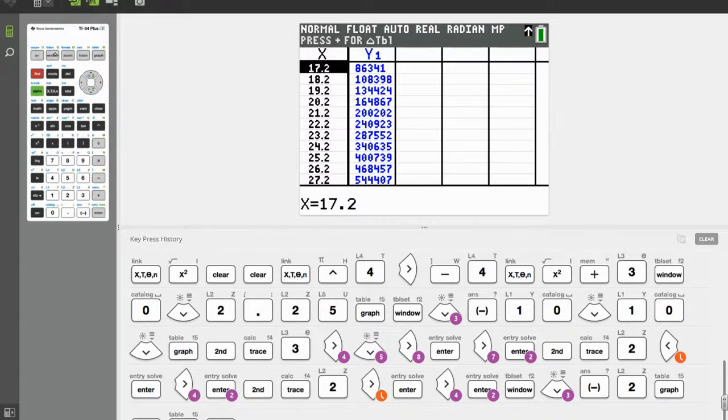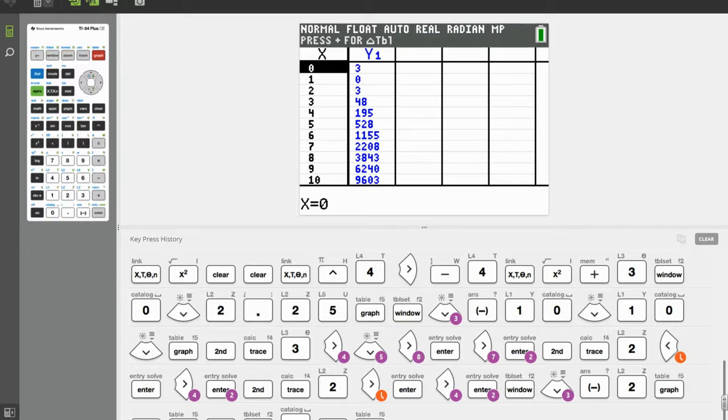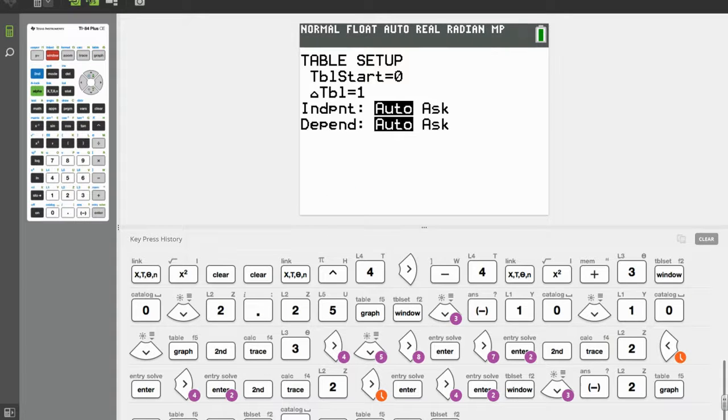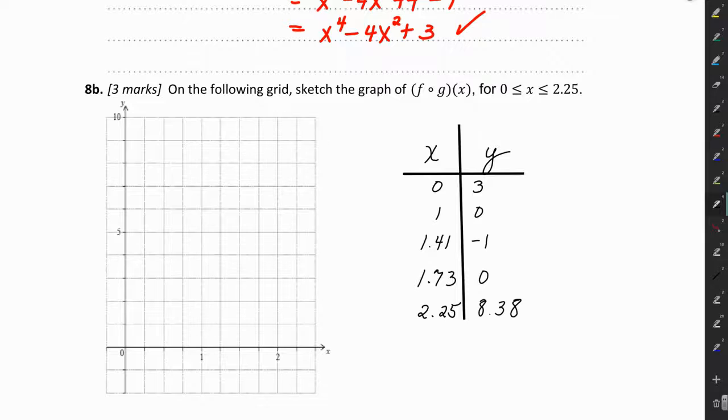So I'm going to go to second window for table set, and I'm going to set it at 0. So let's look at the table now. Okay, so I'm crossing the y-axis at 3. And I also want to look up what is my value for 2.25. So I can set my table to just take me right to 2.25. And then second graph to get back there, and I get a value of 8.38.